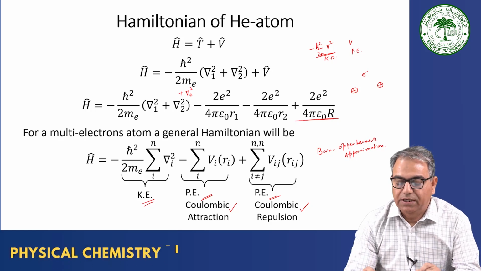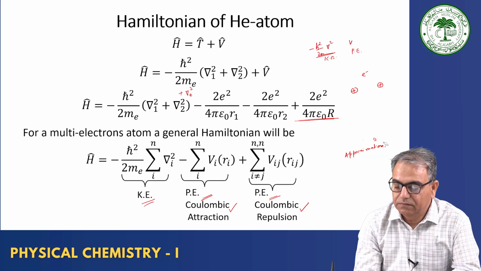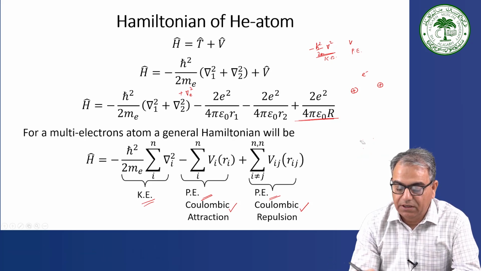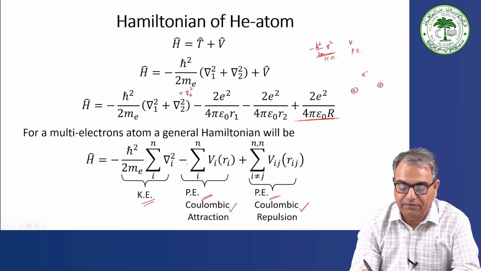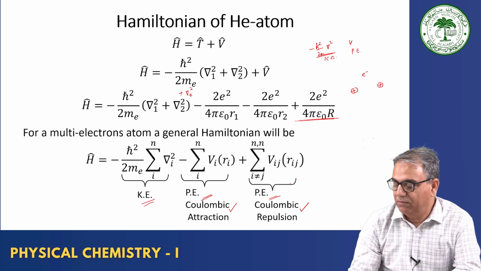So for a multi-electron atom, a general Hamiltonian will be like minus ħ² divided by 2me, then ∇i² written for all particles from i to n, because this denotes the kinetic energy, and after this you will write all the attractive terms and all the repulsive terms. Attractive terms will have a minus sign for the potential energy, and repulsive terms will have a positive sign. But when we talk about multi-electron atoms, the nuclei are very heavy, so they are supposed to be constant, static. They are not moving, and we can make this approximation and write the kinetic energy term for electrons only. That's called the Born-Oppenheimer approximation, and further calculations can be made from this particular Hamiltonian.